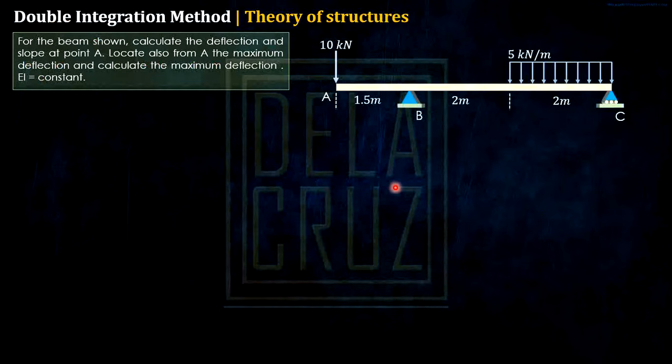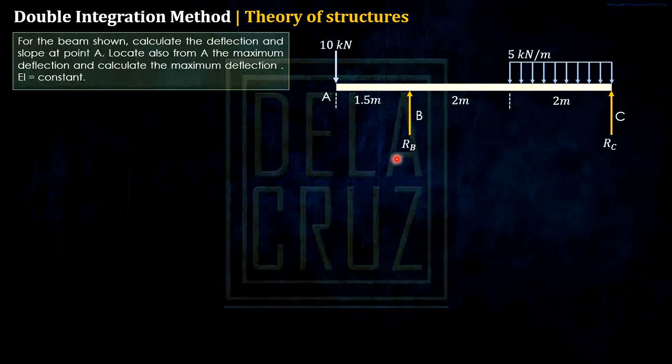For the beam shown, calculate the deflection and slope at point A. Locate also from A the maximum deflection, then calculate the maximum deflection. EI is constant. So first step here is to calculate the reactions. This is the pin support, this is a roller support, and the free body diagram is ito. At the pin support, wala tayong horizontal reaction because wala naman tayong horizontal external force dito.